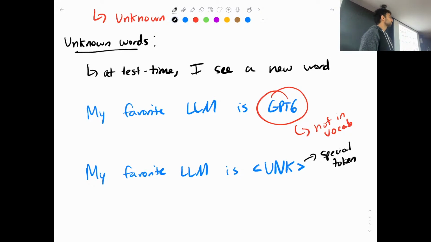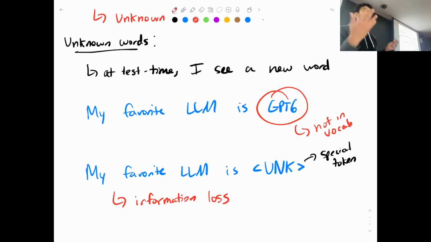Every single unknown word will have the same token associated with it, right? Exactly. So one big problem is information loss, right? By replacing GPT-6 with this unknown token, I lose all information about it, right? I don't know that it had GPT in it. Maybe I have GPT-3 or GPT-4 in my vocab. I lose all information about this word. And so it's similar to just masking it out, right? I can only know about it from its context.